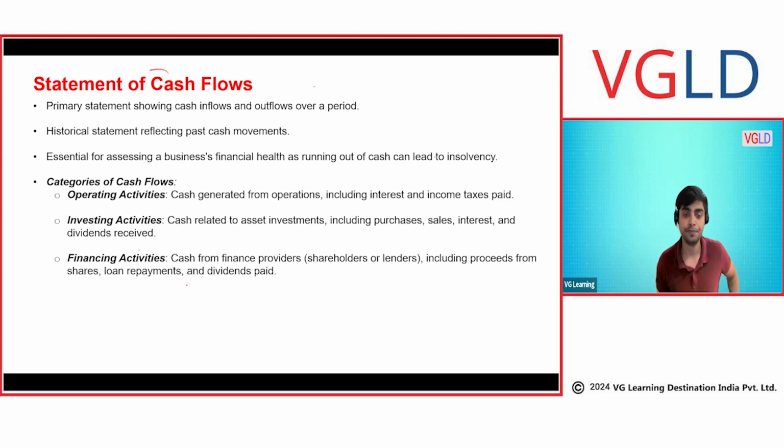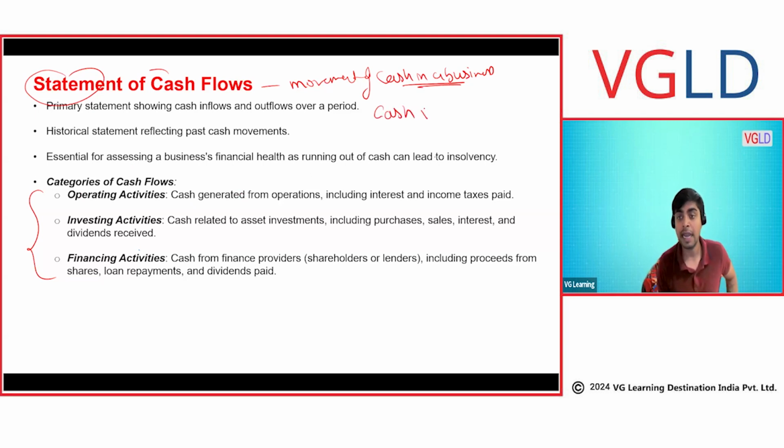Statement of cash flow. Now, cash flow basically is a statement showing movement of cash in a business. This statement basically helps the user to understand from where the business has generated cash. Cash is king. Cash is king.